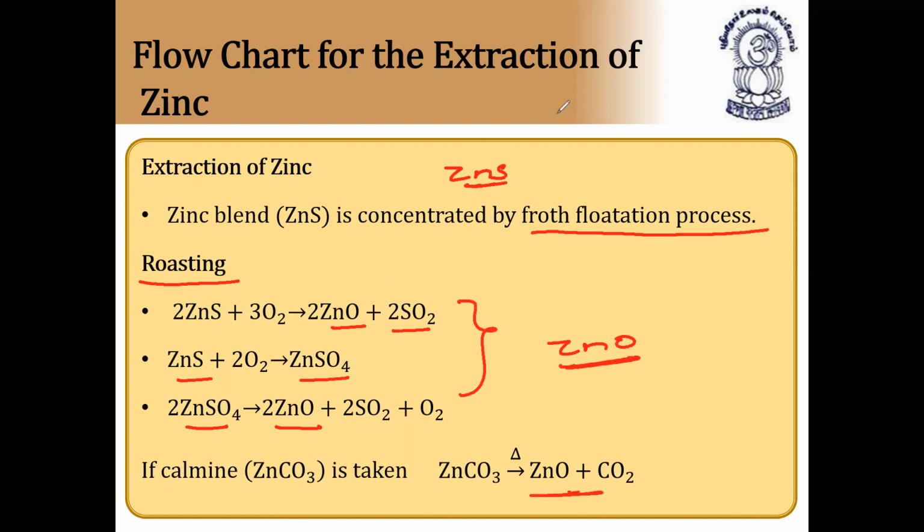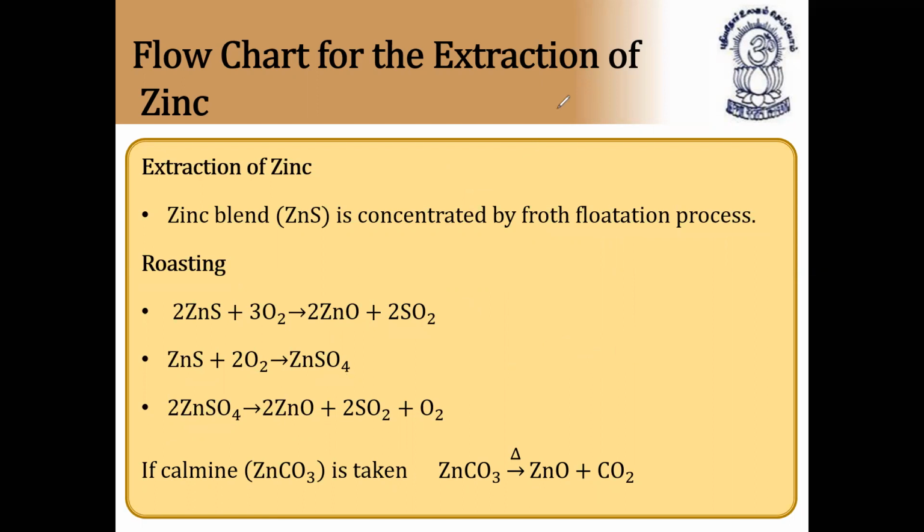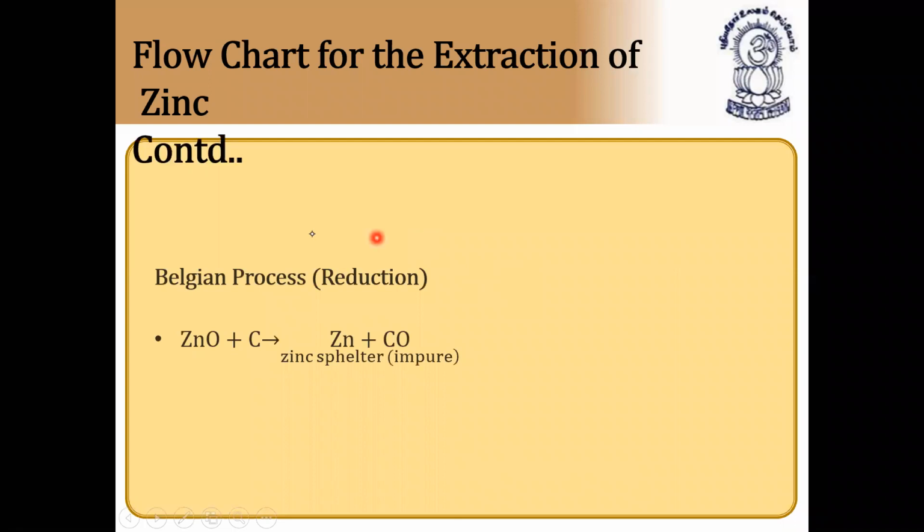So by means of roasting, we'll be getting zinc oxide. Next we have two steps. Next we have the Belgian process, that is reduction.